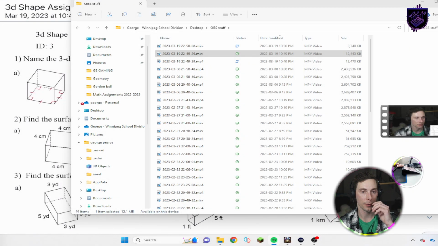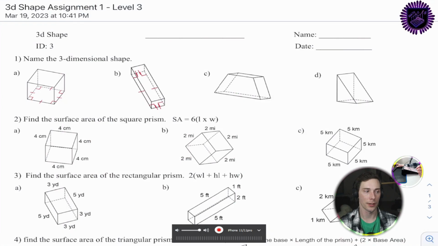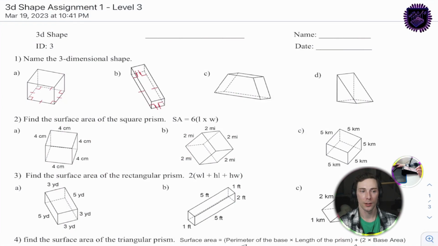Okay, so I don't want that on my screen. All right, so there we go. We want our iPad screen here that I'm sharing with you, and I have my, there we go.